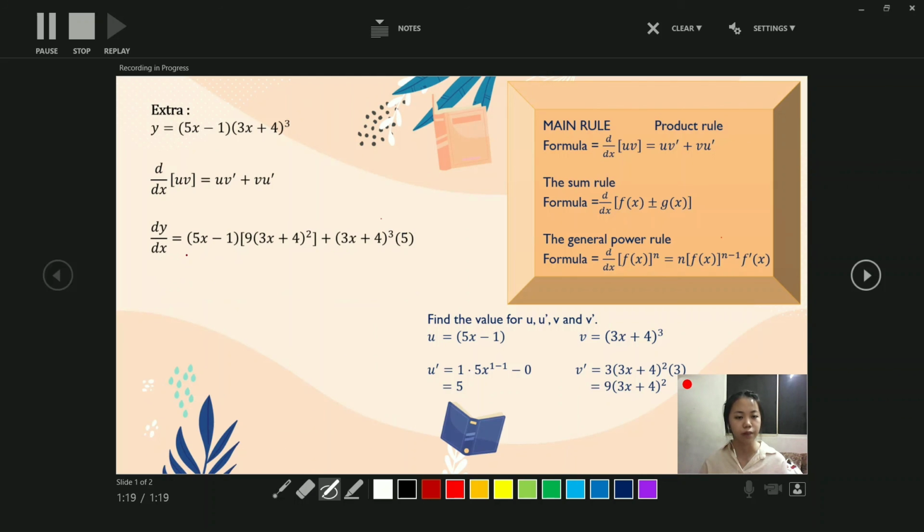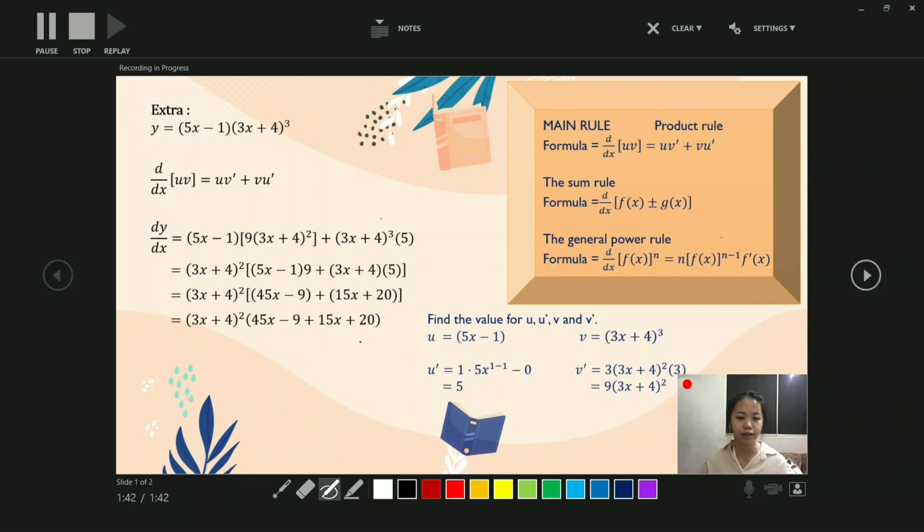After inserting the numbers, you get the solution like this. At this stage, we have to find the common factor for both sides. The common factor for both sides is obviously (3x plus 4) squared. So we move it in front, and the other numbers we move behind. Then you can solve and simplify it. At the end, you get the answer (3x plus 4) squared times (60x plus 11).